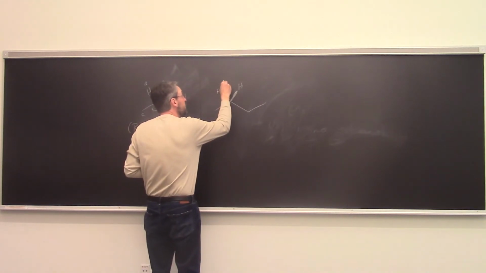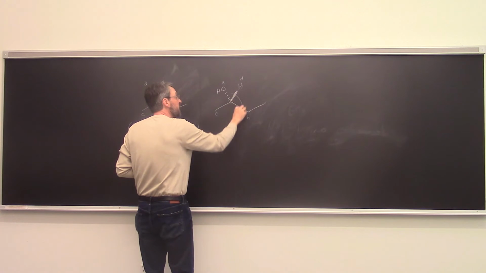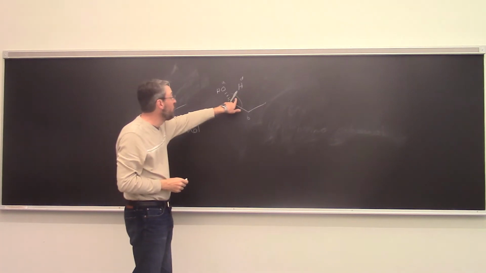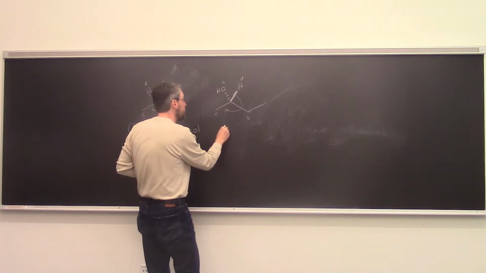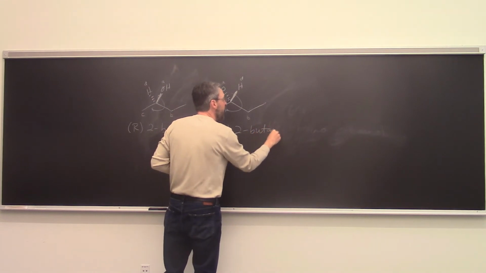Well, if we do our assignments, there's A, there's D, there's B, there's C. So again, A to B to C is still clockwise, but now look where my D group is. It's in front. So I switch my assignment. So this is, in fact, S, 2-butanol.